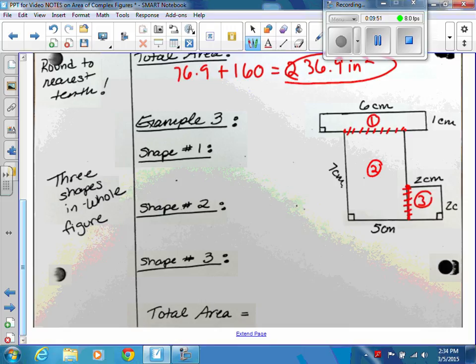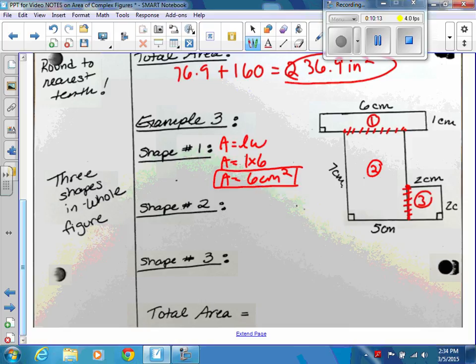Okay, so on this one we have, again, 3 different rectangles. So my first one is area equals length times width. I'm going to use this first one up here, the one I labeled number 1. And this is going to be area is equal to 1 times 6. That means that my area is equal to 6 centimeters squared. Okay, that's easy enough. There's 1.